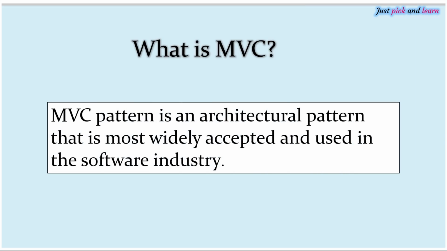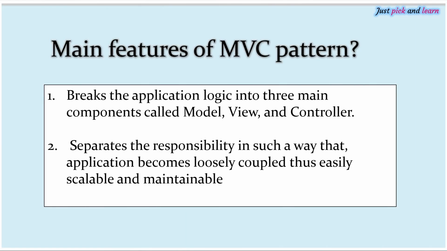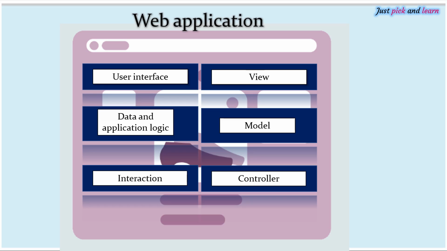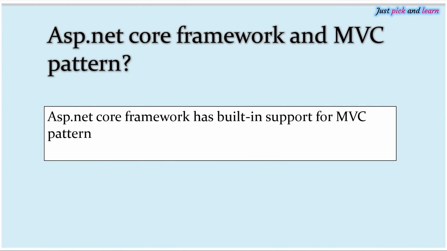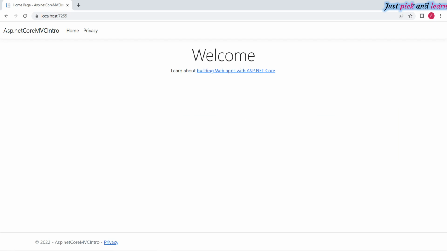Just to summarize, we understood what is MVC pattern. We discussed important features of MVC pattern. Next, we understood how this pattern helps to build loosely coupled application by separating the responsibilities and making them independent of each other. And also we discussed that ASP.NET Core framework has built-in support for MVC pattern. Lastly, we built simple ASP.NET Core MVC application using the available template.